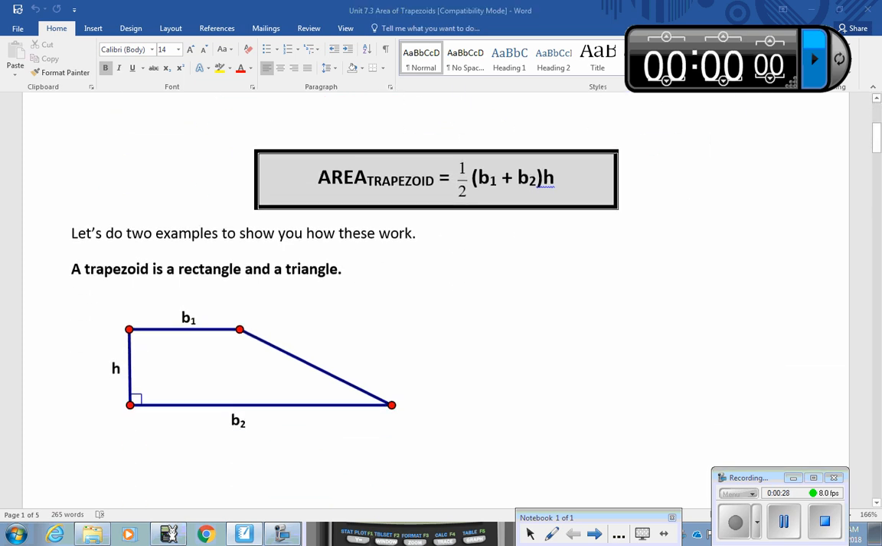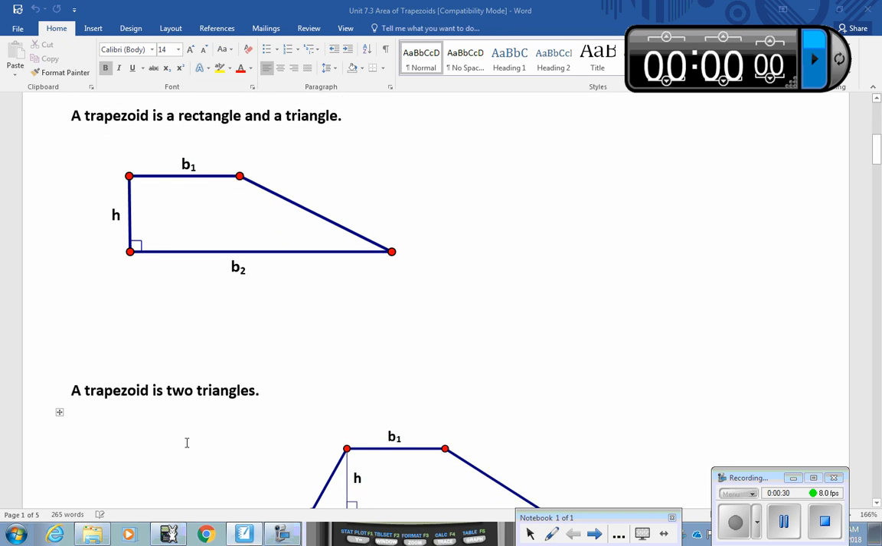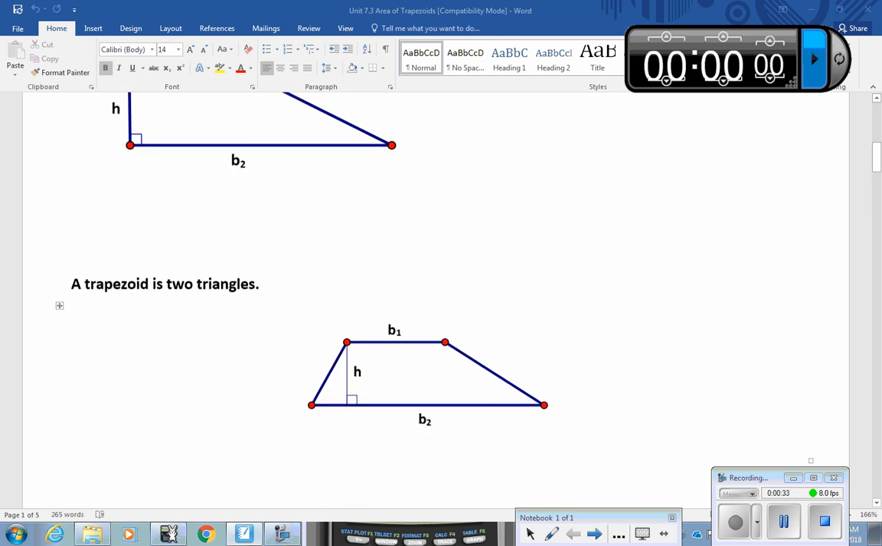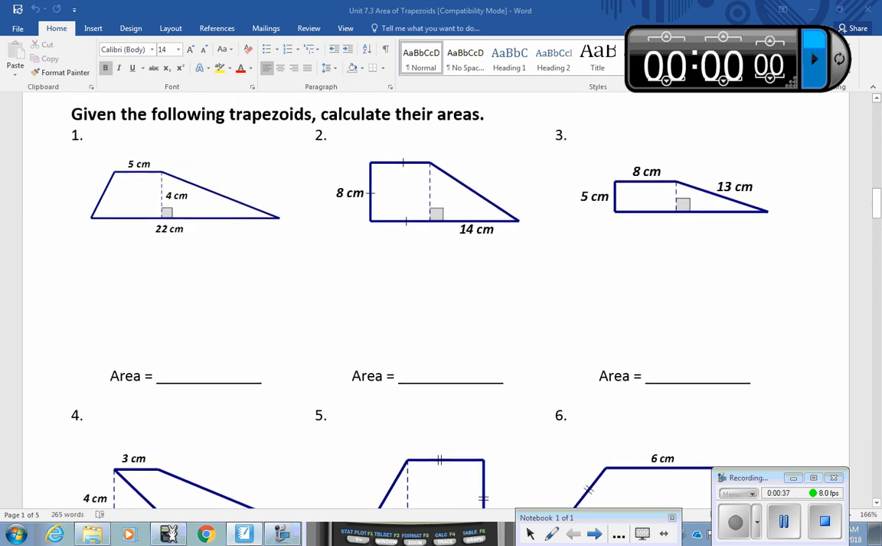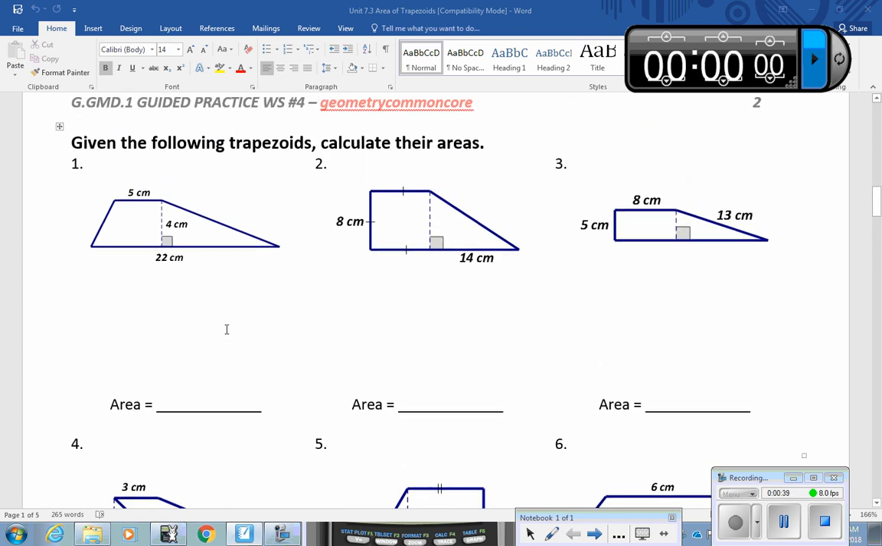And then there's several pictures to help you understand where the bases and the height are in the perspective of the shape itself. So we're going to go over to the back page of the front page, and we're going to do a couple questions using those values. We're going to start off with 1, and you can write this down on your notes.